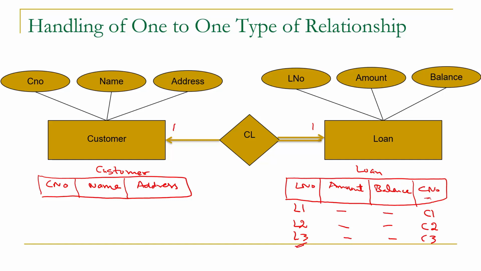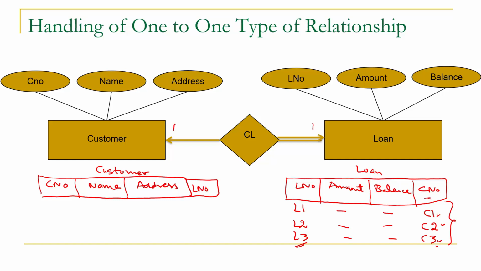No loan can exist without a customer. So for every loan we should always have some value for the customer, because the participation of loan in this relationship is total and a loan cannot exist without a customer. For every loan we have a corresponding customer stored in this table.